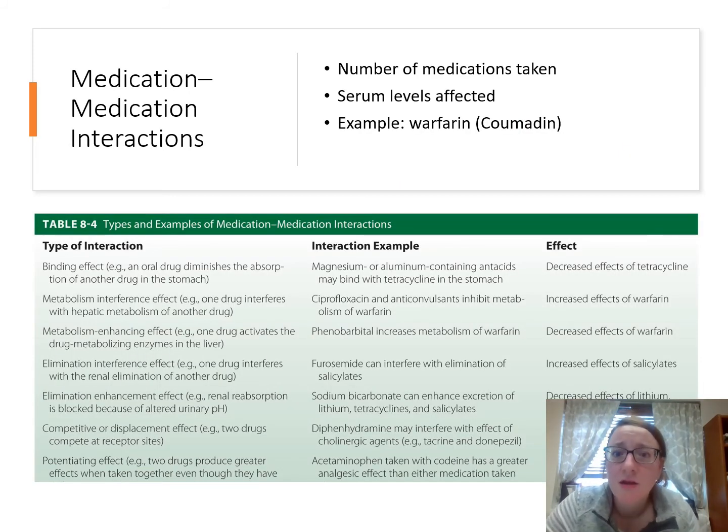Here's that table I was showing you about, but the main points then in going through table 8.4 is to remember that the medication interactions are influenced by the number of medications taken. So the more meds we're on, the more risk for adverse effects. When we talk about the toxicity, we're talking about serum levels. So if there's an increased serum level of a drug, that means it's going to have a higher effect or the pharmacodynamic in the body. And again, one major example is Coumadin or warfarin sodium.